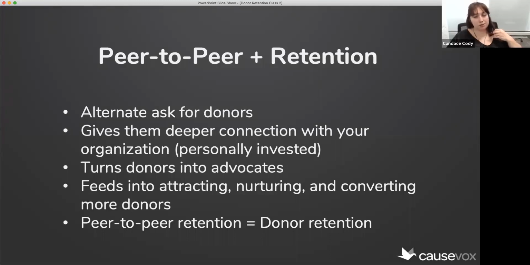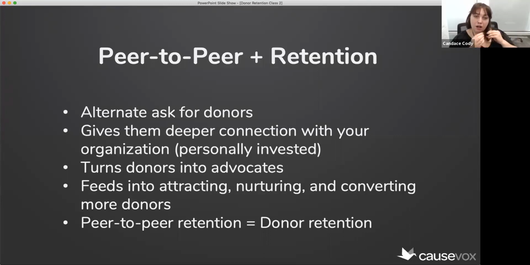And this also ties into a lot of that digital fundraising cycle that we talked about before. When you're trying to continually nurture your donors, this actually feeds into attracting more donors as well. You're going to end up naturally expanding the reach of your organization through peer-to-peer fundraising, because you're leveraging your donor networks. So that will just drive more donations overall to your organization.